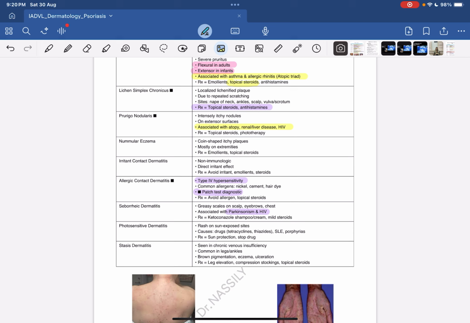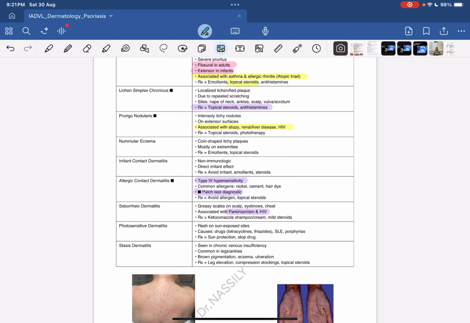Seborrheic dermatitis has greasy scales on scalp, eyebrows, chest, and it is associated with Parkinsonism and HIV. Treatment is ketoconazole shampoo or cream and mild steroids. Photosensitivity dermatitis: the patient will present with a rash on sun-exposed sites, and the causes are drugs like tetracycline and thiazides. It can have autoimmune causes such as SLE and porphyrias. Treatment is sun protection and stopping the drug.